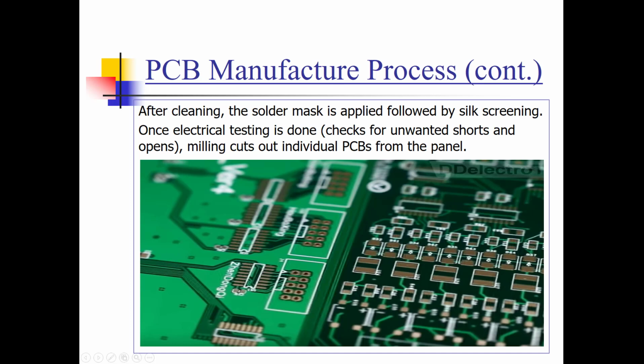So then the next thing is the silkscreen layer. They put on the ink, the silkscreen that has the reference designators and the polarized component markings along with the value of the components. And after the silkscreen is put on, that's when they'll do electrical testing, checking for any unwanted shorts or opens. And then the last step is cutting out the individual printed circuit boards from that panel.